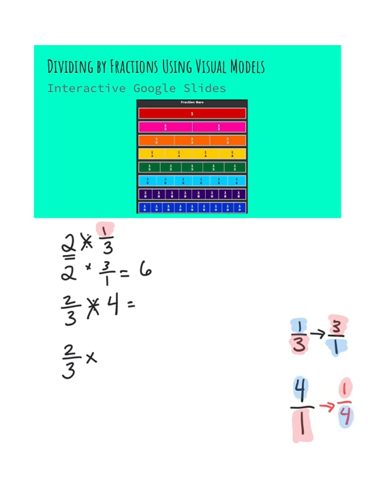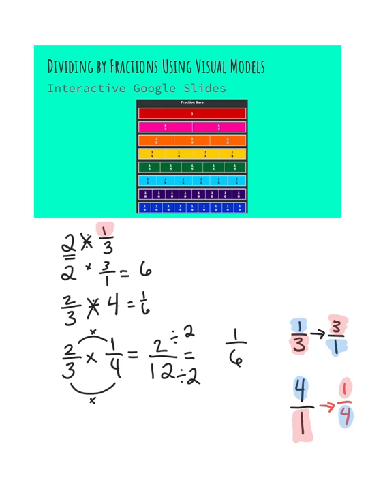So we're going to multiply 2/3 times 1/4. When we multiply fractions, we multiply straight across the numerator, and we multiply straight across the denominator. Then we simplify if possible. 2/12 can be simplified to 1/6. So your quotient for 2/3 divided by 4 would be 1/6.